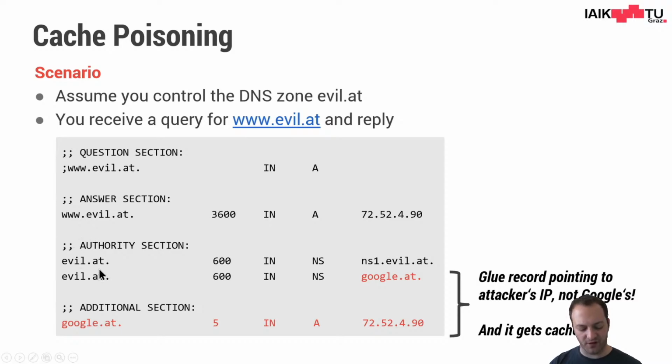So for example, in this case, the attacker's DNS server said the name servers responsible for evil.at are NS1.evil.at and Google.at, but by the way, in case you didn't know yet, you find Google.at here on that IP address. And since caching is a very important principle with DNS, DNS resolvers will simply memorize this IP address as being associated with Google.at. In other words, the next time you go to Google.at, your browser will use that IP address, unless your DNS resolver is clever enough to recognize this.